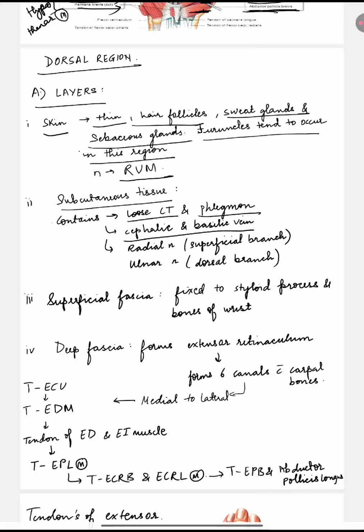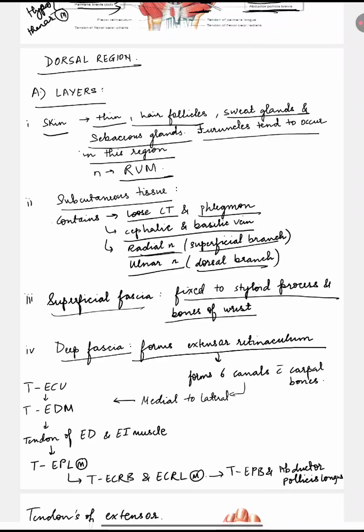Cephalic and basilic veins are there. Radial nerve and ulnar nerve: radial is the superficial branch, ulnar is the dorsal branch. Next is superficial fascia, which is fixed to the styloid process and bones of the wrist. Deep fascia forms the extensor retinaculum, which forms 6 canals with the carpal bones, from medial to lateral.